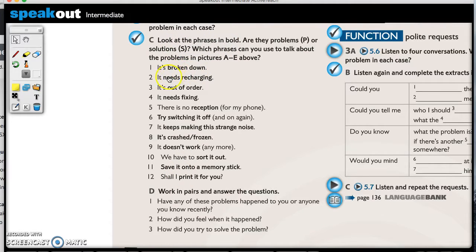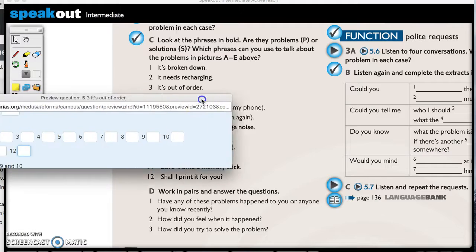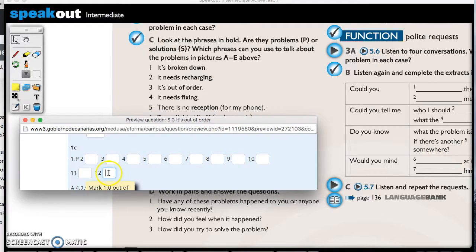So broken down, needs recharging, out of order, needs fixing, reception, try switching it off, keeps making this strange noise, it's crushed or frozen, it doesn't work, sort it out, save it onto a memory disk or stick, print it for you, and then you will have to decide if it's a problem or a solution. If it's a problem, like in number 1, you will write P. If it's a solution, write S.